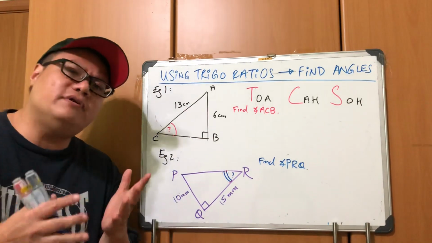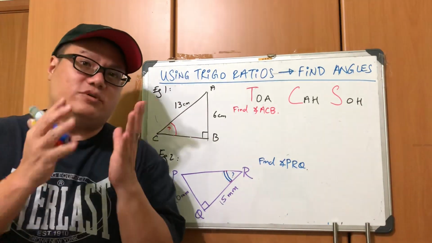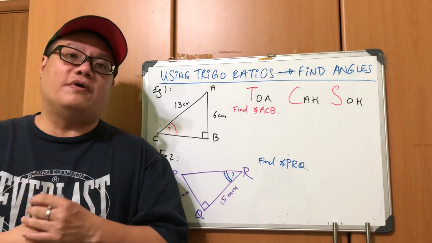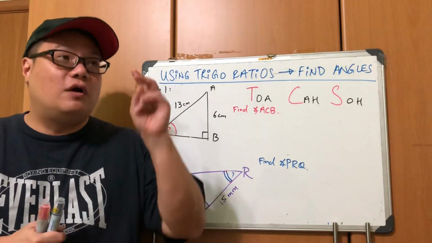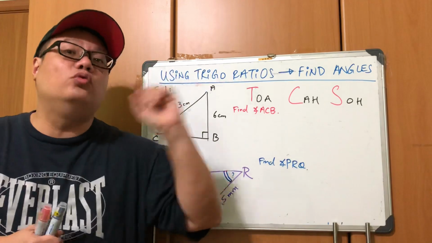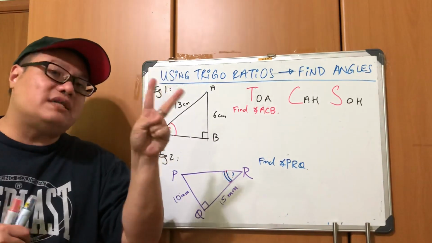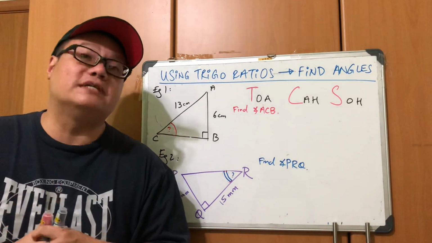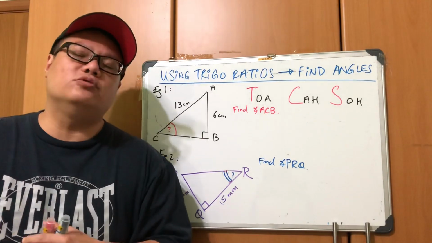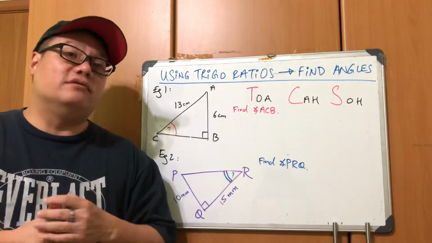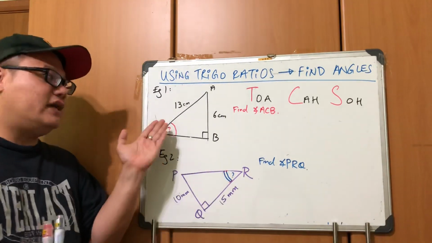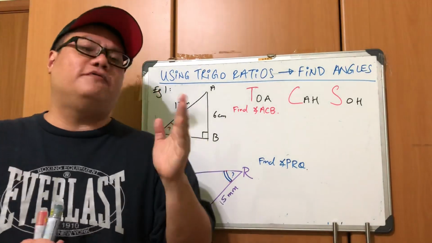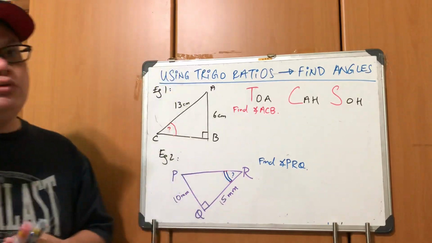Because Pythagoras theorem is only useful to find the length of a side of a right angle triangle if you have the length of the other two sides. If you have two known sides of a right angle triangle, then you can use Pythagoras theorem to find the third unknown side. Pythagoras theorem cannot be used to find angles. So in this case, since it's a right angle triangle, we can think of using Trigo ratio. Okay, how do we do it?